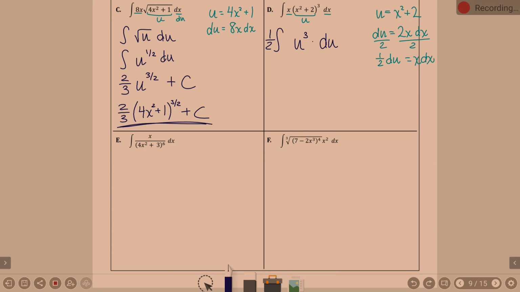Did I just put the same pieces in? Yes. I just put the same pieces in, yes? I'm not changing. The pieces are all there. Does everything match up? X dx was right here. I replaced it with 1/2 du. And the other part was u cubed. Everything is covered.